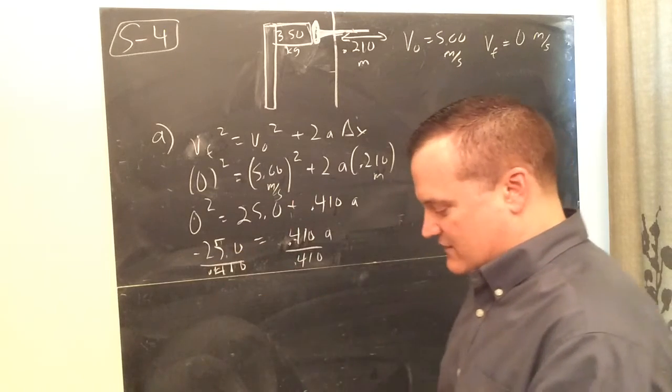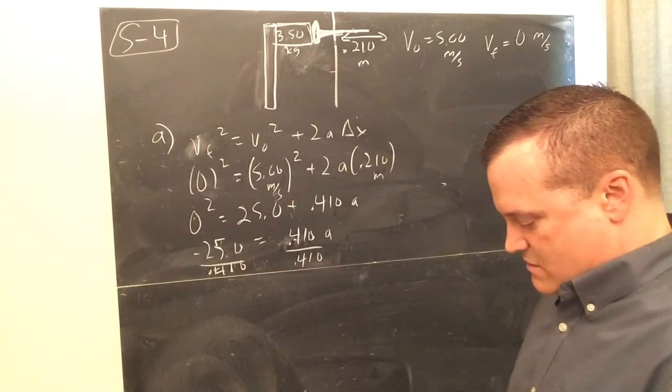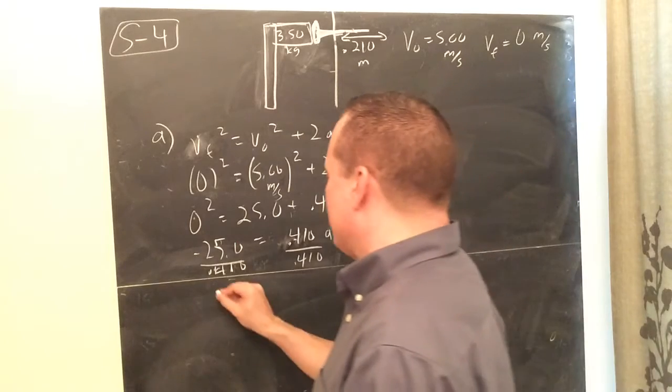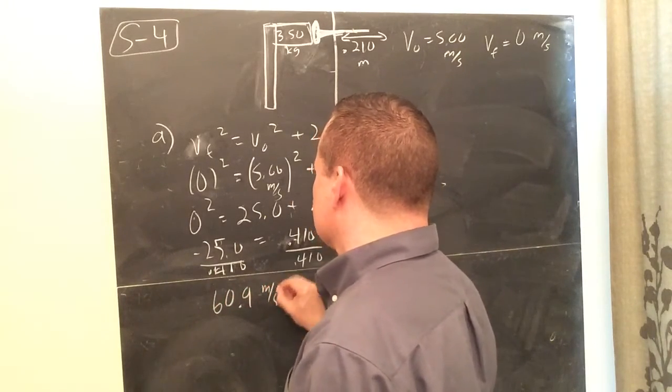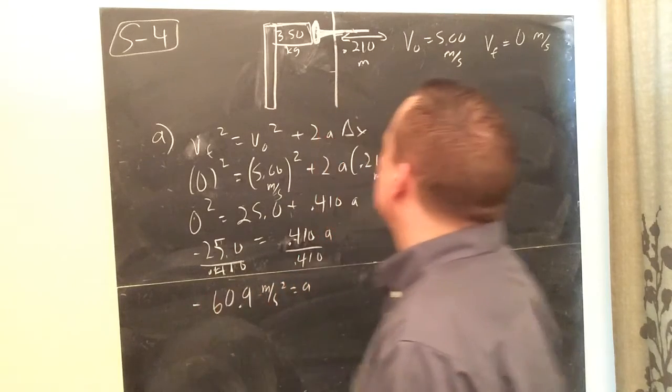25 divided by 0.410. And it says 60.9. Wow, that's a big number. 60.9 meters per second squared is the acceleration. Let me make sure that's right.